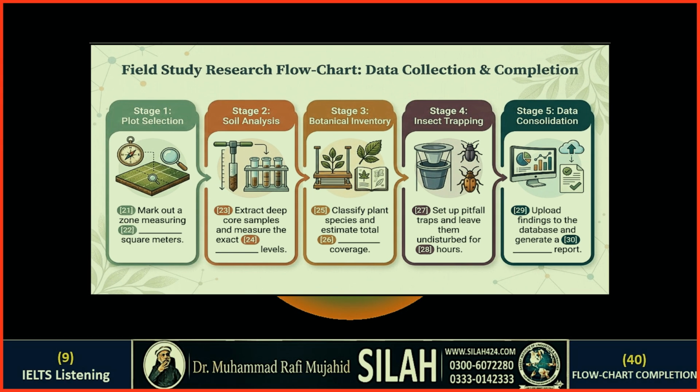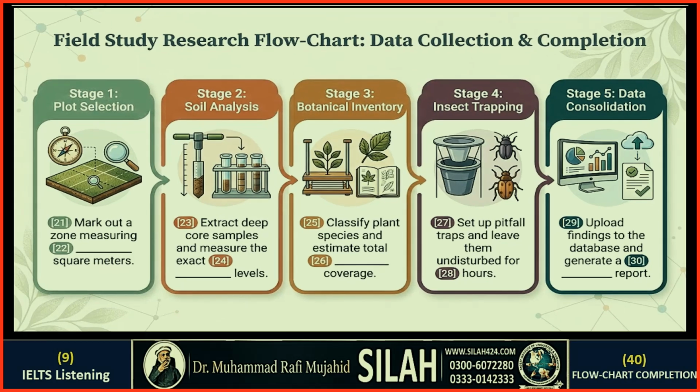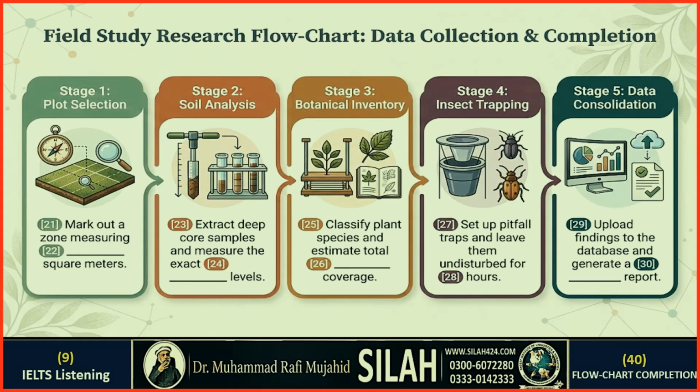Okay team, let's finalize our step-by-step methodology for next week's Field Ecology Research Project. Kainat, can you outline Stage 1 for us? Sure, Dr. Rafi Mujahid. Stage 1 is titled Grid Mapping. In this initial step, we will physically mark out a research zone measuring exactly 50 square meters using stakes and brightly colored twine.